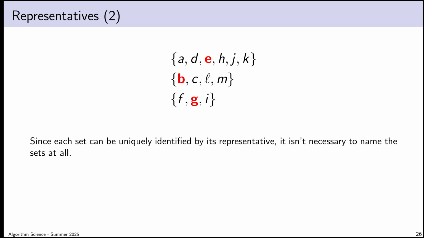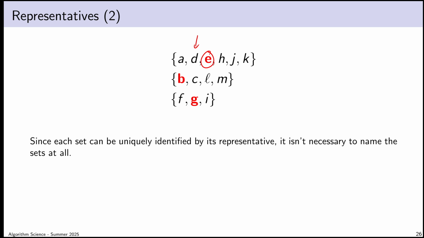Now, as I mentioned, the sets themselves have no real identity beyond the elements in them. I can uniquely identify a set by referring to any of its elements, in fact. So if I say, let's talk about the set containing element D, well, only one set contains element D, so I could figure out which set that was only from that information. However, of course, we can uniquely identify a set by referring to its representative. And in general, that's the convention we're going to follow.